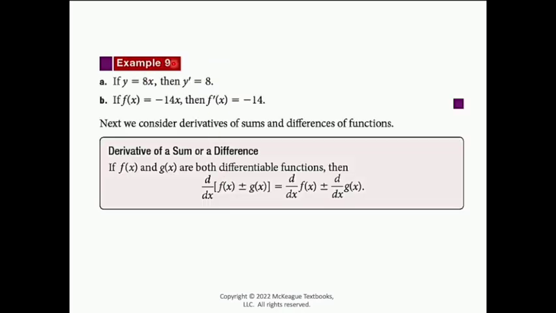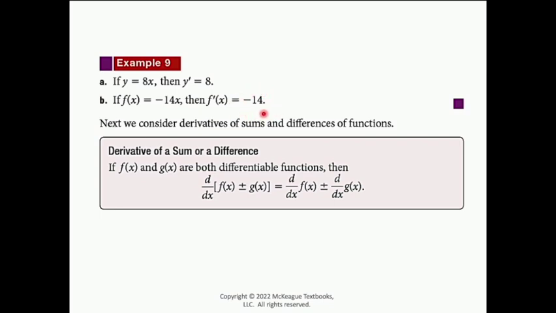So looking at example 9 using that rule of c times x, we have y is equal to 8x, so this is our constant that's in front, our coefficient. So then using that rule, the derivative would just be 8. Same thing here. If we have a function negative 14x, our derivative would just be negative 14.